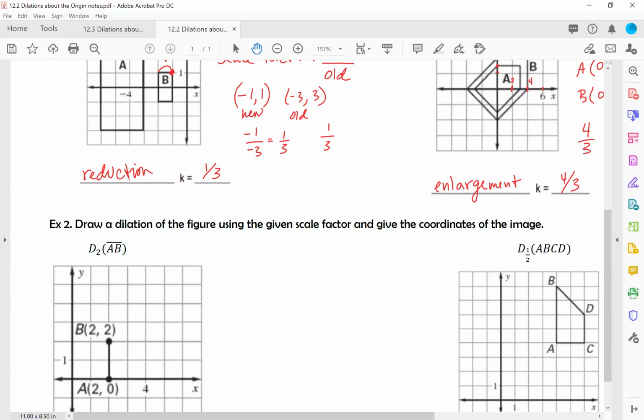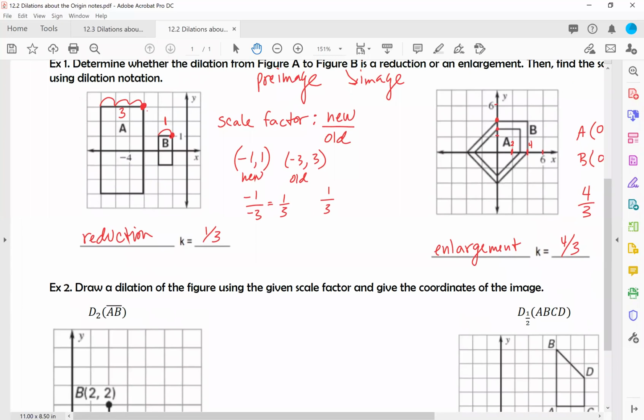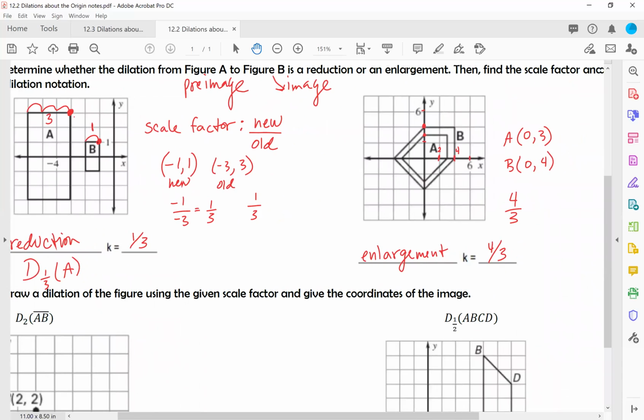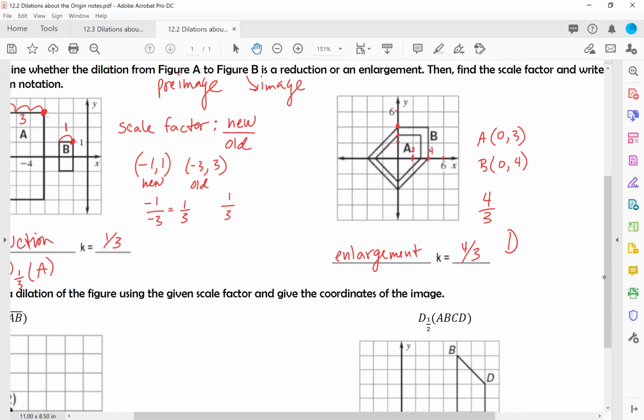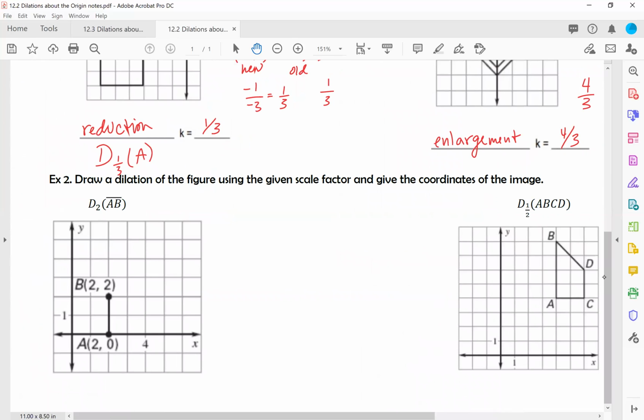Oh, you know what we forgot to do here? We forgot to write our rule, didn't we? So let's go back and do that. For this one, we would do D, and then 1/3 is our scale factor, and we're dilating the pre-image A. And then over here, D, and then 4/3, and again, we are dilating the figure A. Okay, now we can go on.